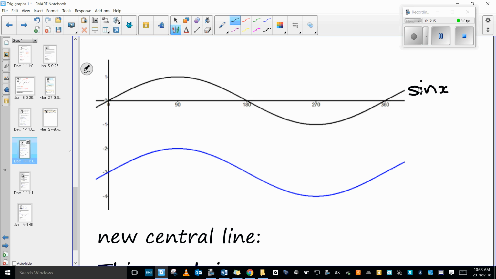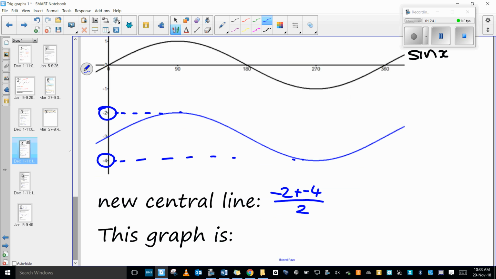So let's find our central line. It's easy. So our maximum point here is -2. Our minimum point is at -4. So we're going to do -2 plus -4 and divide that by 2. -2 plus -4 is -6. And -6 divided by 2 is -3. So our new central line is down here at -3, which means that this graph would be y equals sine x, take away 3.